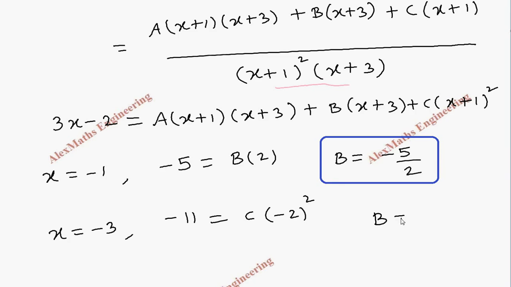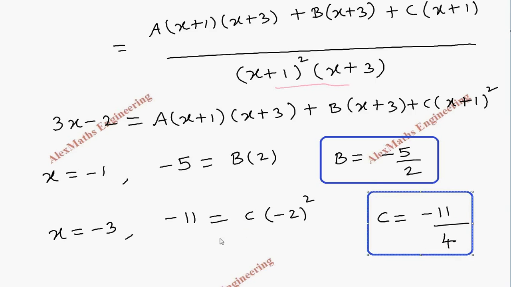So the value of b is minus 11 by, when you square it, it will become plus 4, so minus 11 by 4. Sorry, the value of c is minus 11 by 4. So we got another value. Now we have to find one more value.